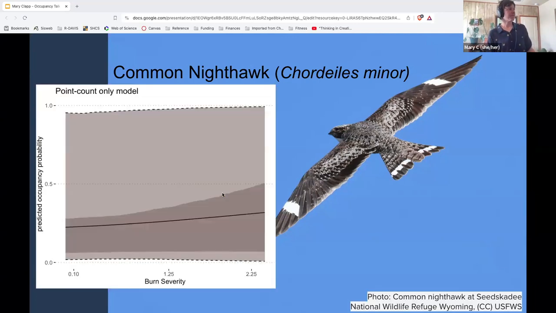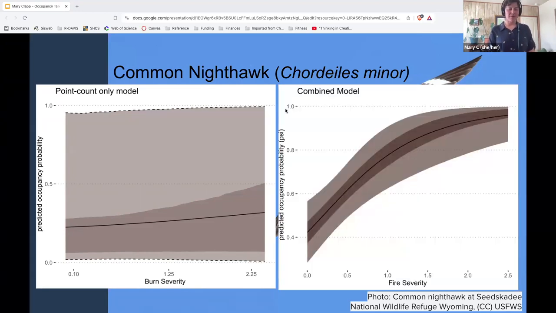it's potentially an indicator of post-fire resilience because insect diversity relies on that patchy mixed severity fire. And so just to throw back to that point count only model that I ran prior to our combined model, this was our predicted occupancy over a burn severity gradient for common nighthawk. As you can see, we have very, very low precision on this estimate of its relationship with fire because it's very poorly surveyed by the point count method. And what we find with the combined model, when we run this data on our morning and evening data, we resolve a very strong positive relationship to fire severity with the common nighthawk.